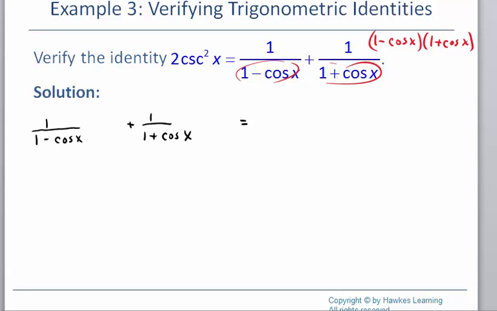Now, when I look at my first fraction, I notice that I already have the 1 minus cosine x, so that part's done, but I'm going to need the 1 plus cosine x. So I'm going to multiply top and bottom by 1 plus cosine x. When we look at our second fraction and compare our denominator, we have the 1 plus cosine x, so we have that part, but we're going to need the other part. So we're going to multiply this one, top and bottom, by 1 minus cosine x.